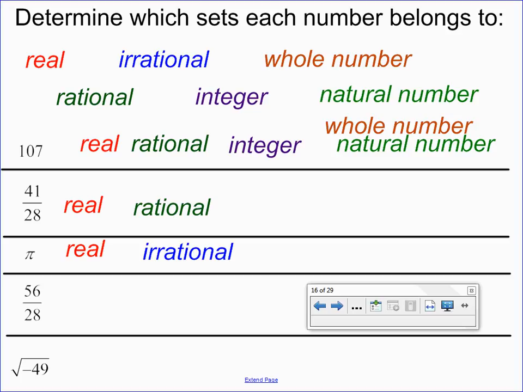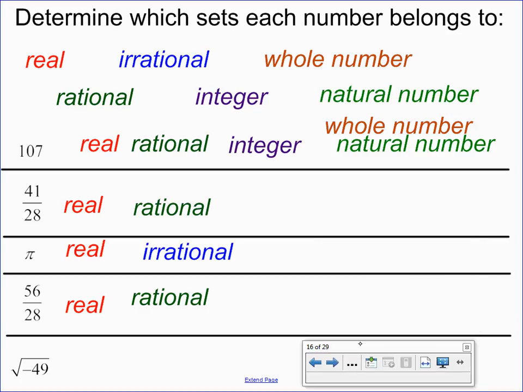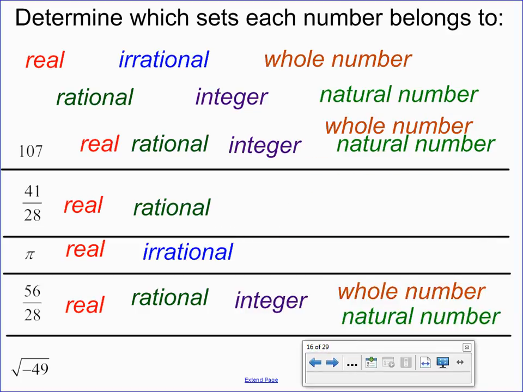As a decimal, pi goes on forever and ever without ever stopping or falling into a repeating pattern, so it's irrational. 56/28 is real. It's rational because it's a fraction, a quotient of two integers. However, if I were to reduce it, it'd also become an integer, a whole number, and a natural number. Boy, howdy. Because isn't that just 2? 56/28 is just 2. So that's all those things again.